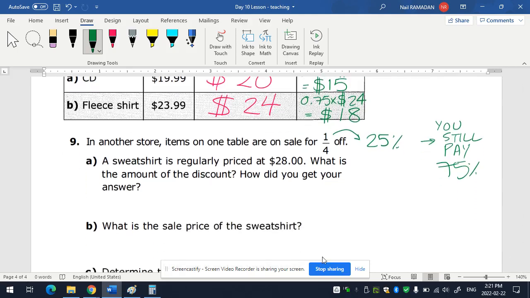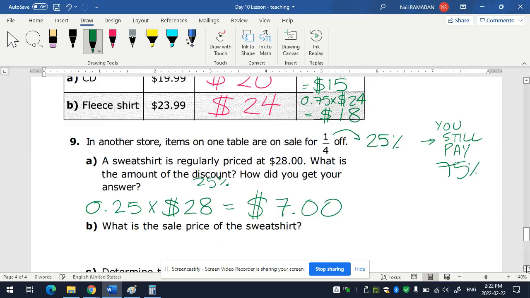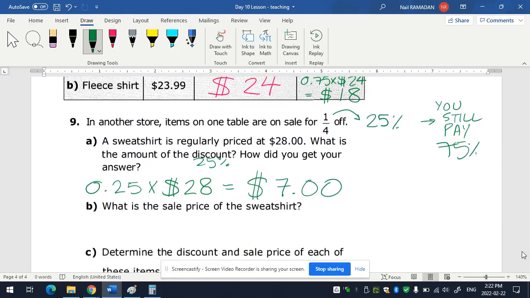So go ahead. The discount is 25%, which means 0.25 times $28. So how much are you going to save? Well, 1/4 of 28 is $7. So you are off the hook for $7 of the price of the shirt. So what's the sale price?